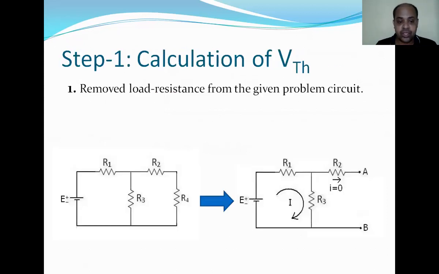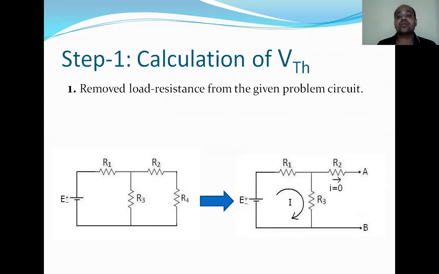So here we consider a circuit, and in our circuit we have 4 resistances R1, R2, R3 and R4. In this circuit we take R4 as our load resistance. Now we are going to calculate VTH, which is step 1. So what is step 1? Let's discuss this.